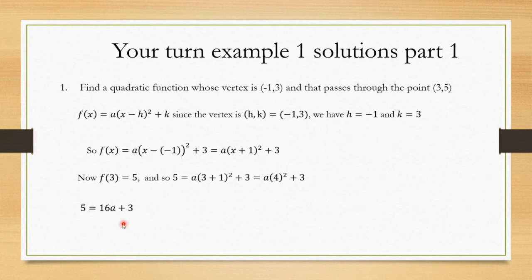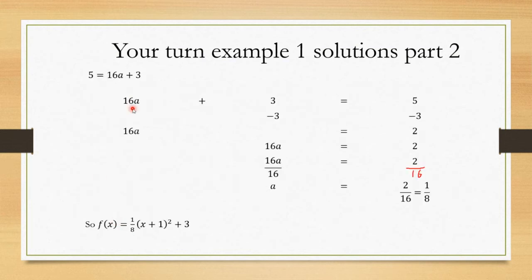But again, we have to figure out what a is. That's our unknown, so we solve for it. We have 16a plus 3 equals 5. I interchanged both sides of the equation. Next, we want to get a all alone, so let's subtract 3 from both sides. We have 16a equals 2. I just brought the 16a closer.